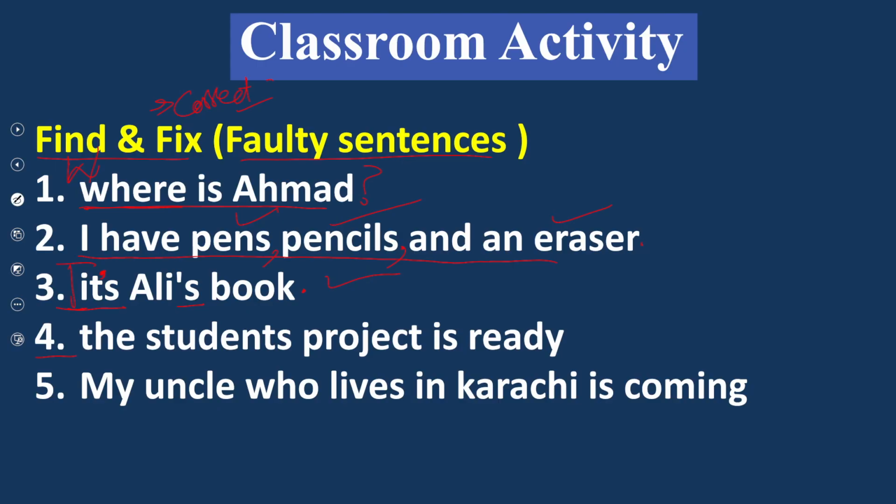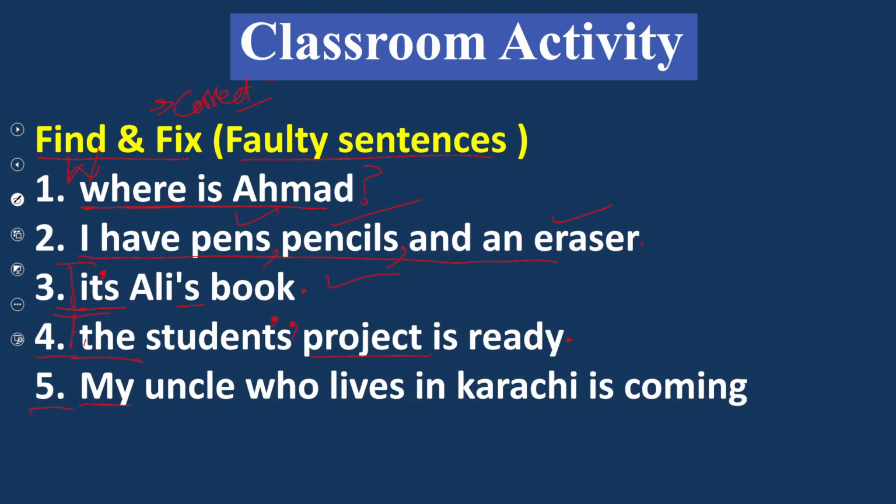Now the fourth one, the student's project is ready. The first letter is small, so we have to capitalize it. Student's project: we have to put the project in the ownership of the students, so we put an apostrophe at the end of the s. And if the project is of one student, then we put the apostrophe here. And then the full stop is also missing. So this is the correct one.